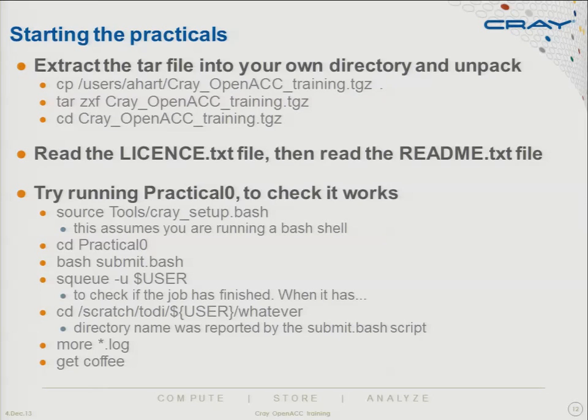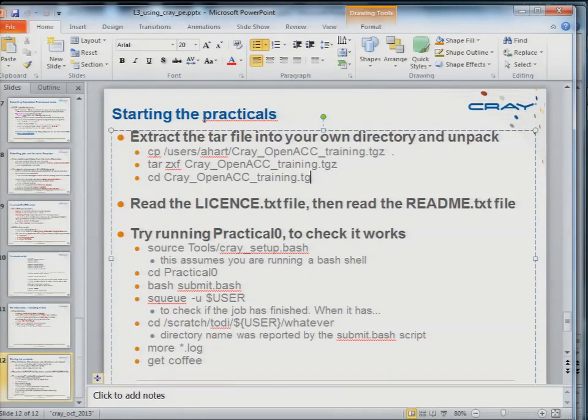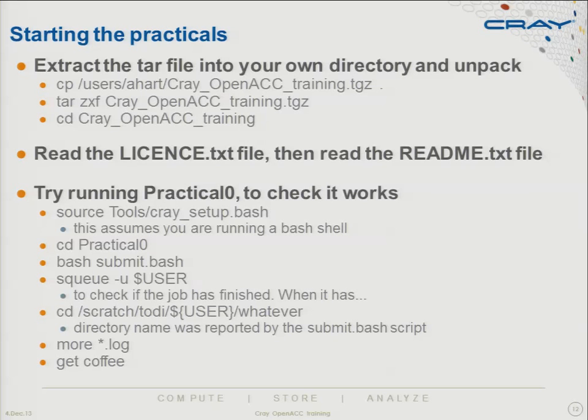So it's called Cray_OpenACC_training.tgz. If you copy that file out into your home directory, or wherever you want to put it, and then unpack it. Oh, that's what comes of writing these slides at the last minute. If you go into the top level directory, there's a license file, which you of course should read.